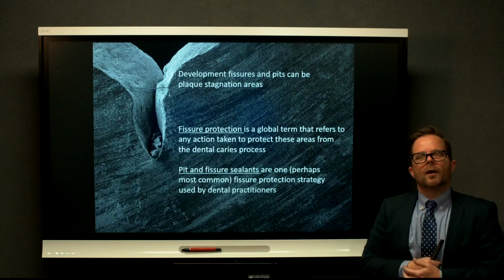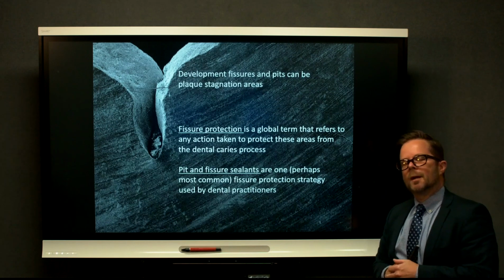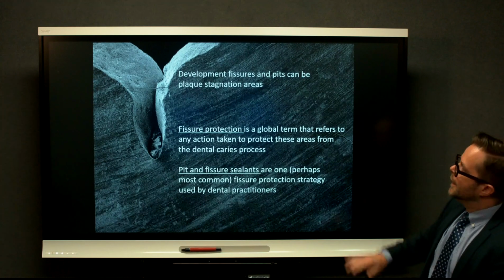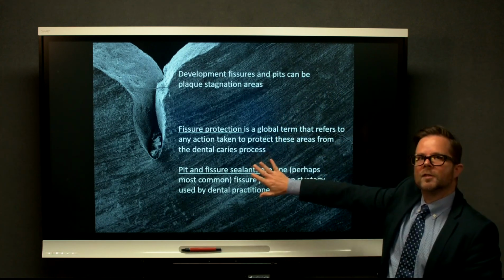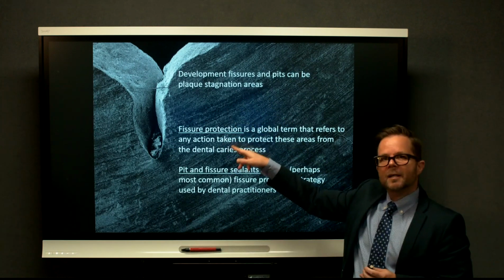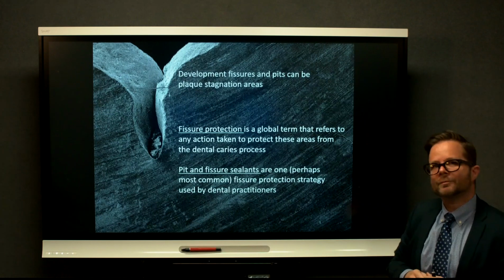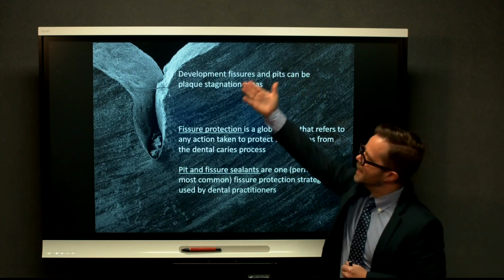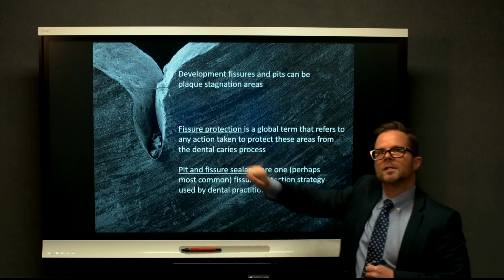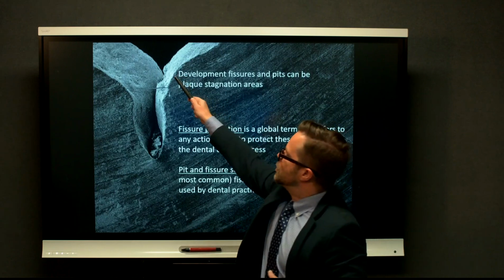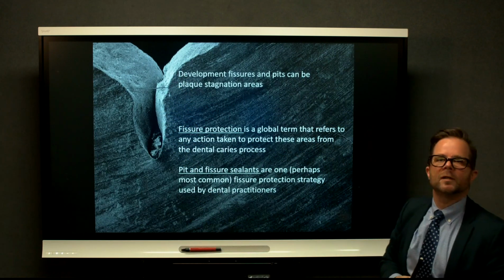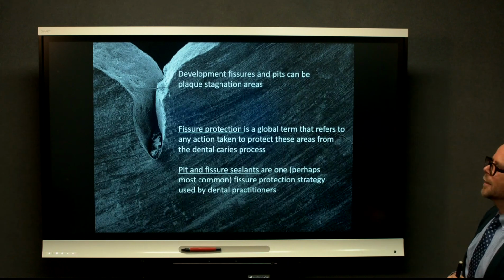So let's move on now to fissure protection and why fissure protection is important in clinical dentistry. Here we have a cross section of the tooth, which I think I've shown you before, and it's magnified, so it's a big giant picture of a tooth, and it's been cut down the middle or sectioned. And what we can actually see here on the biting surface is this developmental pit or fissure, and these are naturally occurring features of the teeth, which Dr. Graham will talk about in detail.